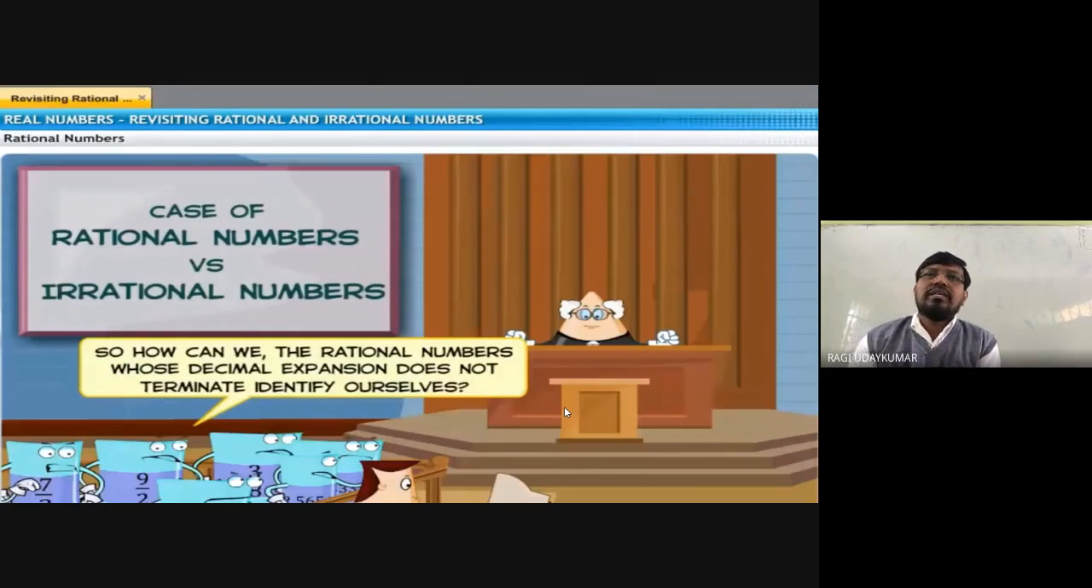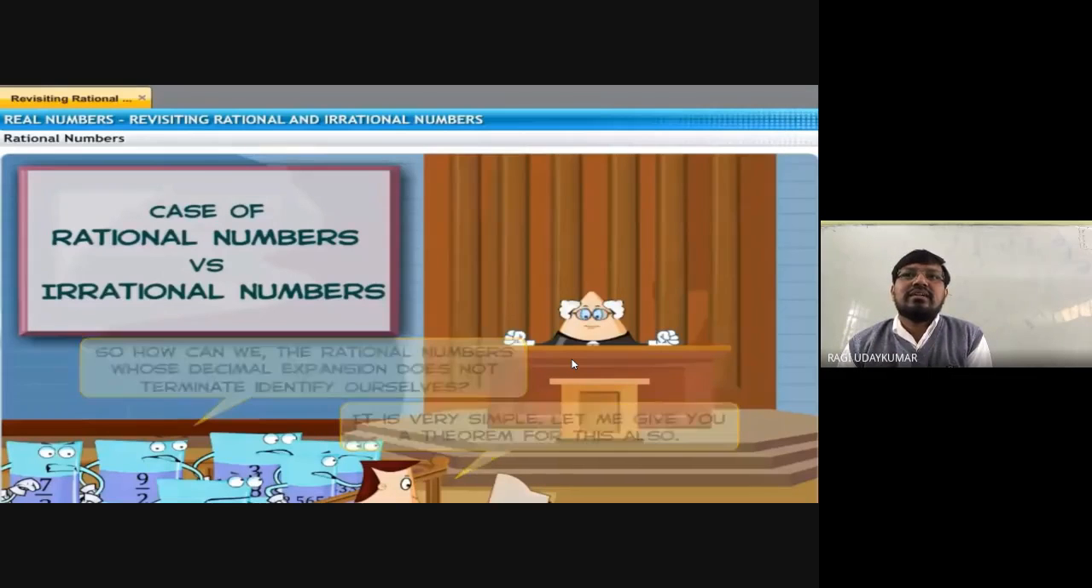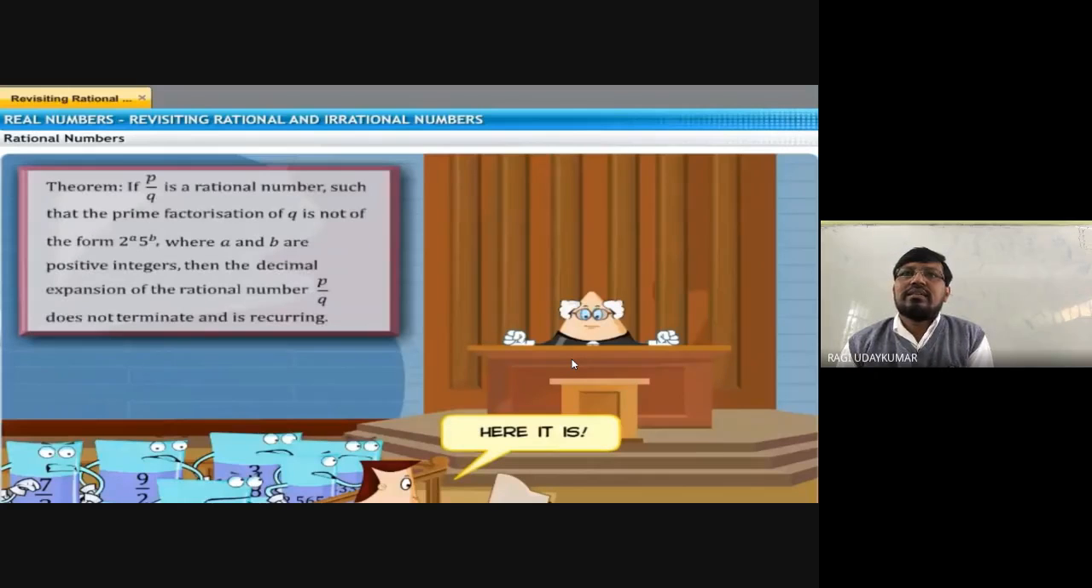So here we can come to one conclusion: the rational numbers whose decimal expansion does not terminate, we can identify them. So what is that? Denominator Q not in the form of 2 power A and 5 power B, where A and B are positive integers. Then the decimal expansion of the rational number P by Q does not terminate and it is recurring.